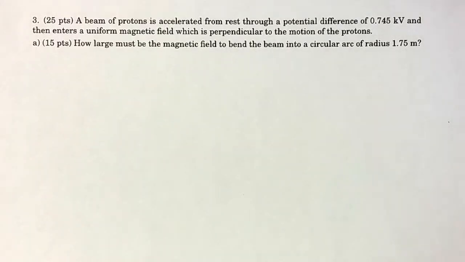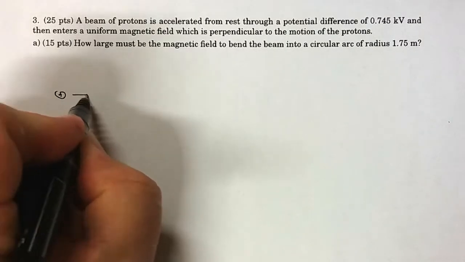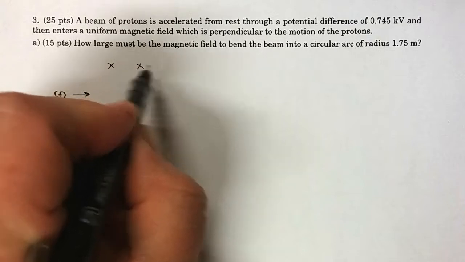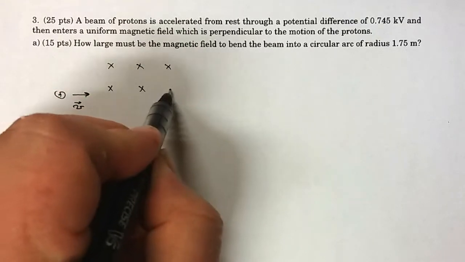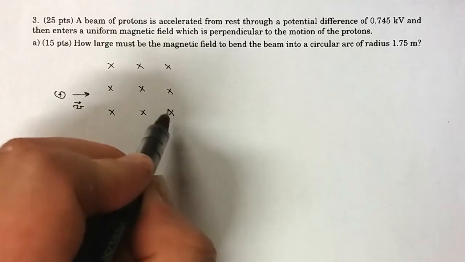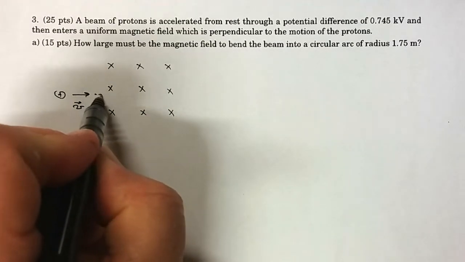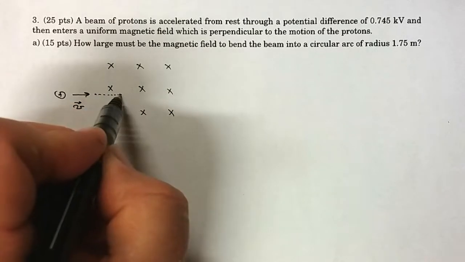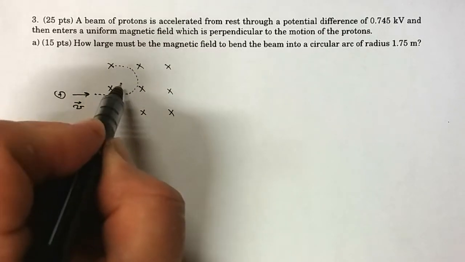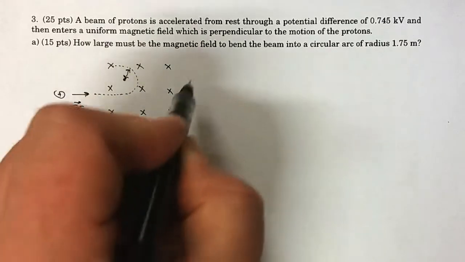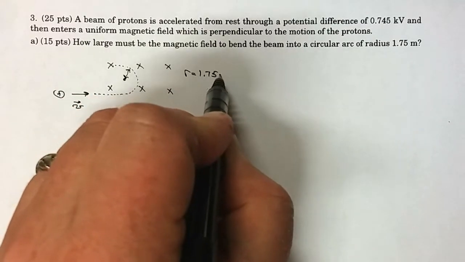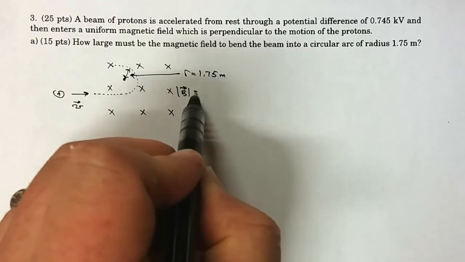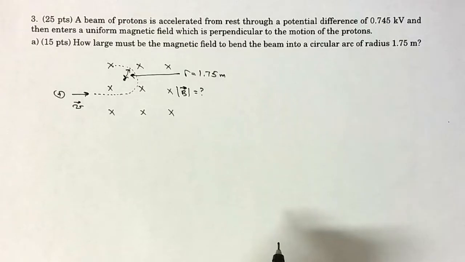Well, if we start with a proton traveling to the right with velocity v, and take a magnetic field perpendicular to the direction of motion, I'll just say into the page. Then, as this proton travels this way, v cross B will give up, so its trajectory will start to curve. And it's that radius here that we want, 1.75 meters. But we need to know how big this magnetic field needs to be to do that.